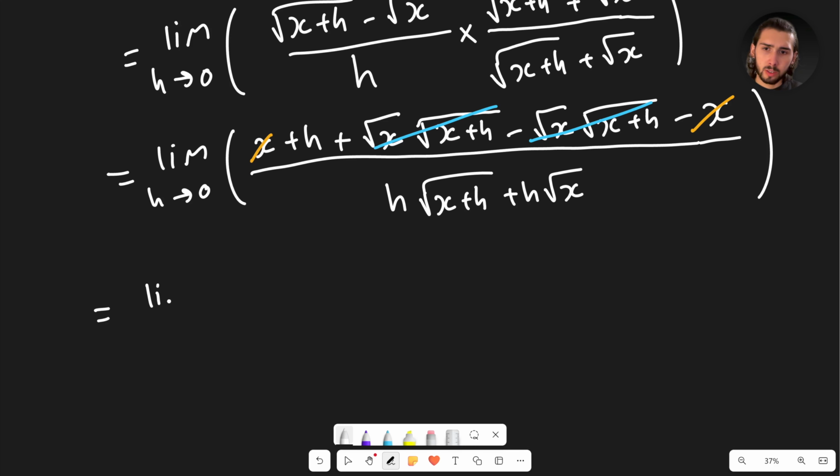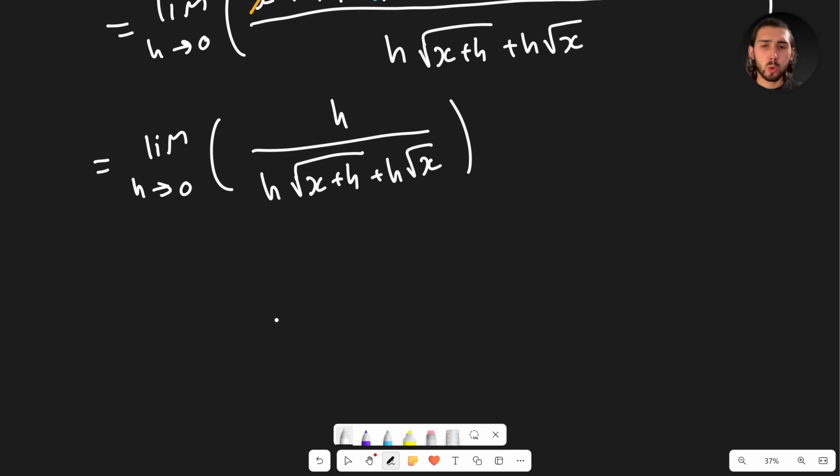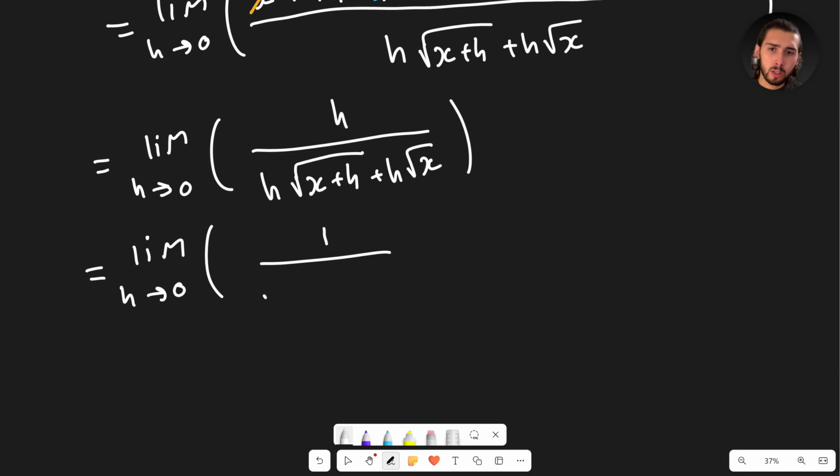And what we're going to have is almost everything cancels. Okay? So this is equal to the limit as h approaches 0 of, and then what is left on the numerator? Just h. And I'm going to write this h root x plus h root x. And of course you can see that if we now divide the numerator and denominator by h, we will get 1 over the square root of x plus h plus the square root of x.